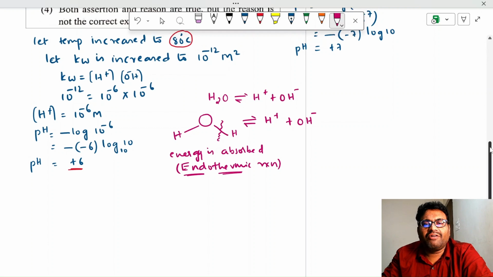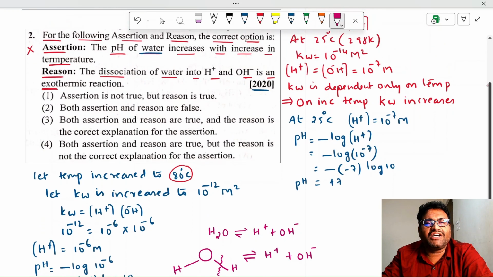So what about this reason? Here it is given as exothermic, so it is also wrong. So both the assertion and the reason are false. So that is the answer.